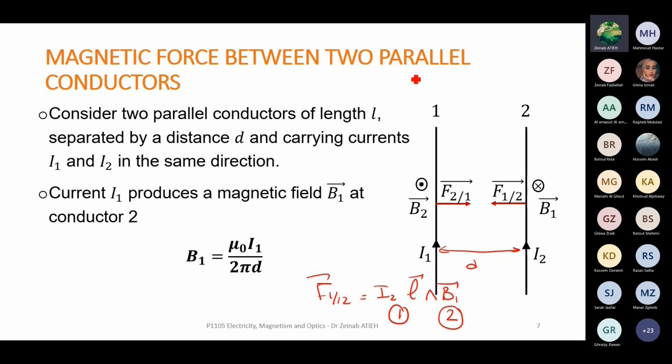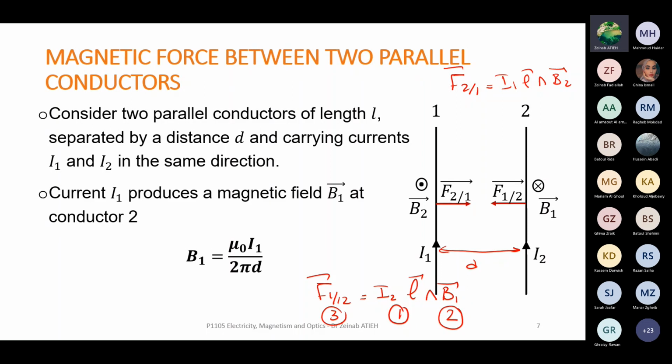So F2 on 1, how to find it? F2 on 1 is I1 L cross B2. I1 is upward and B2 is out of the page. So place your pointer out of the page and your thumb upward along I1, and you will get F2 on 1 towards the right. This is how we find the force using the right-hand rule of the 3 fingers. Each time you see a cross product, you use the 3 fingers.